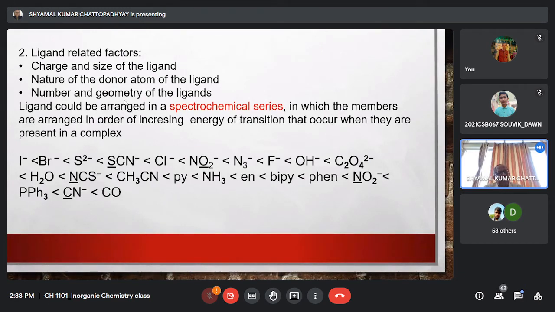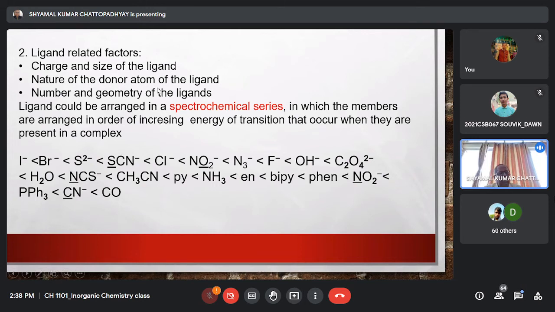And finally, we have the charge and size of the ligand, right? It is in general found that as the size of the ligand decreases, that means if the donor ligand atom is of smaller size, then it can approach the metal ion more closely. So the metal-ligand distance decreases, and as a result, the crystal field increases.